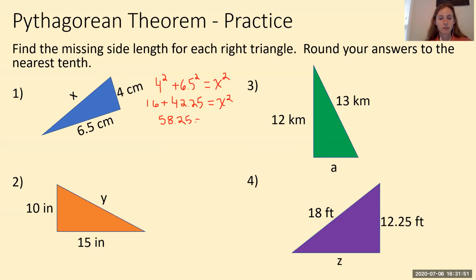Equals my missing hypotenuse squared. Okay, so we're getting pretty close here. Now our final step is to take the square root because we don't want to know x squared, we want to know x. So x is equal to the square root of 58.25.